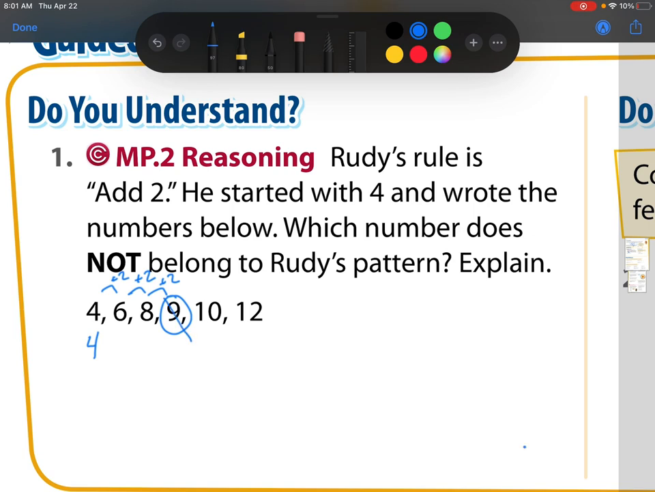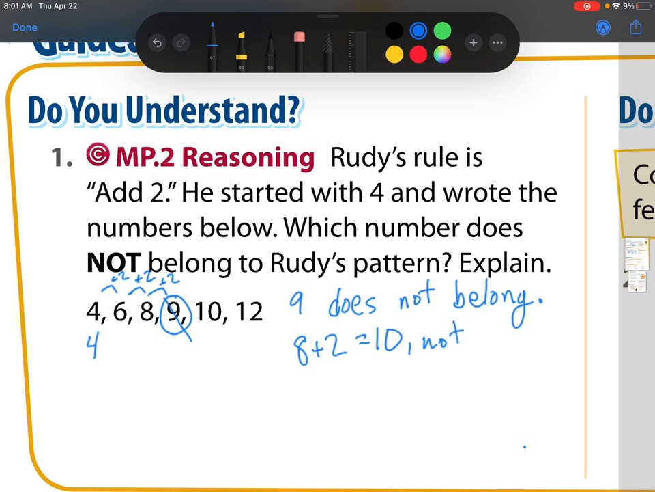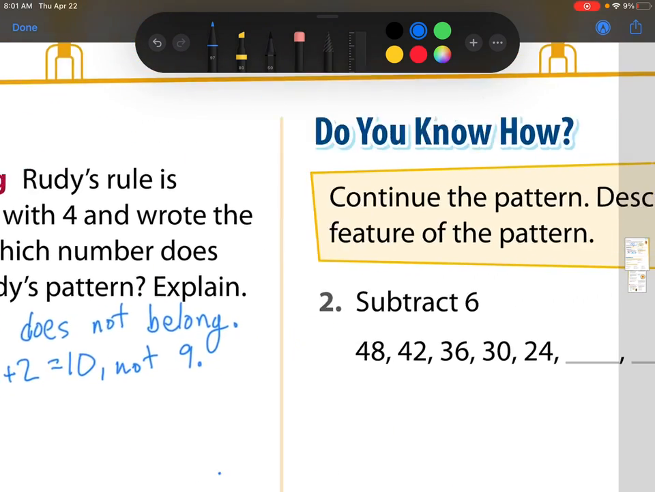Well, which number does not belong? 9 does not belong. Next, I'm writing in a weird spot, so let me put it down. 9 does not belong. And then we'd have that explanation. Well, 8 plus 2 equals 10, not 9. So that's our explanation. Heading off to question 2 now.